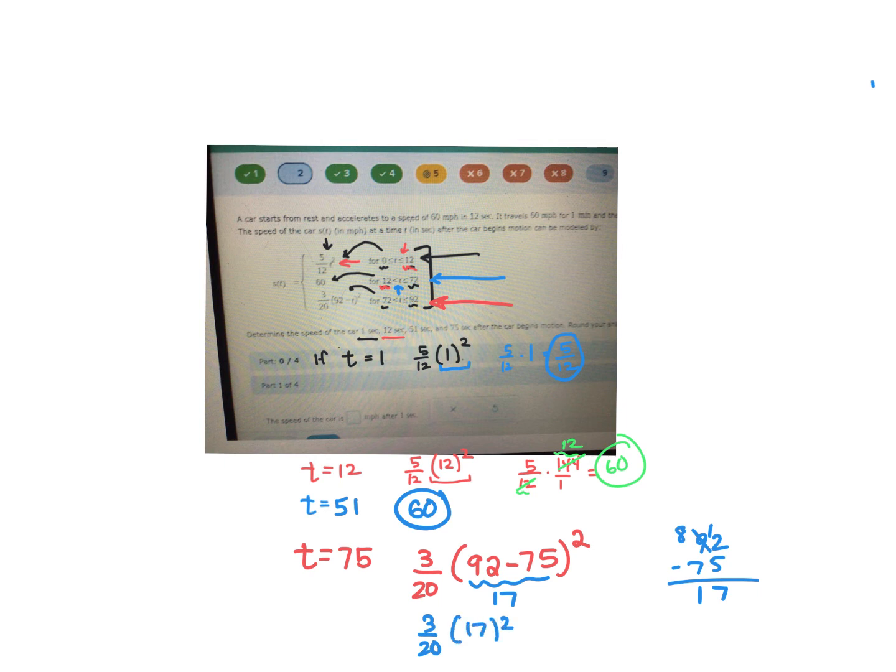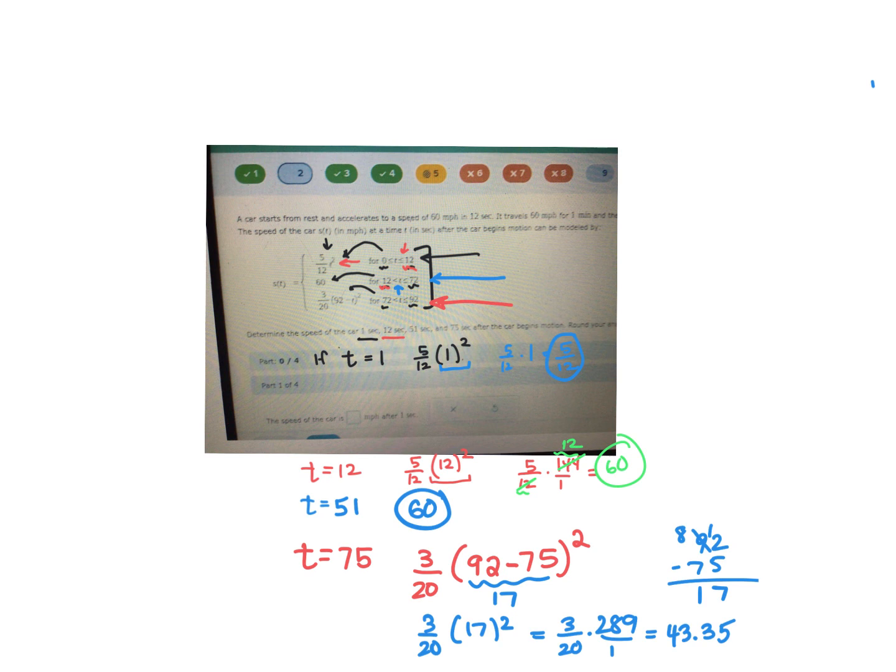I'm going to jump on over to my calculator. 17 squared is equal to 289. So this is really 3 over 20 times 289. Now 289 is just 17 times 17, kind of prime there. So I'm going to take the 3 over 20 times 289, and that ends up being, if I just punch it into my calculator, 43.35, if I did that right.